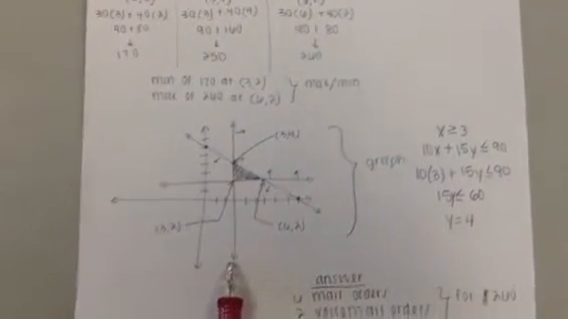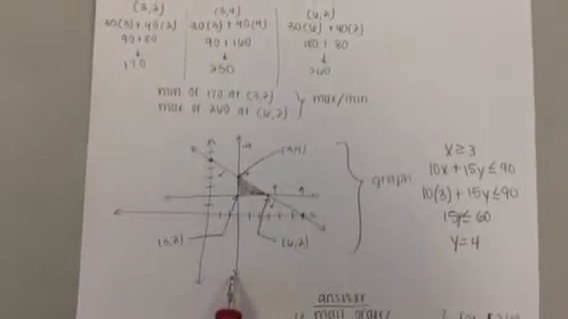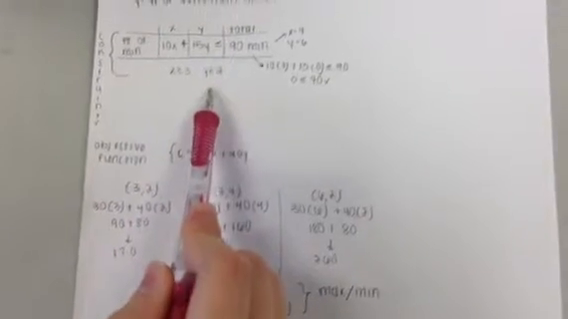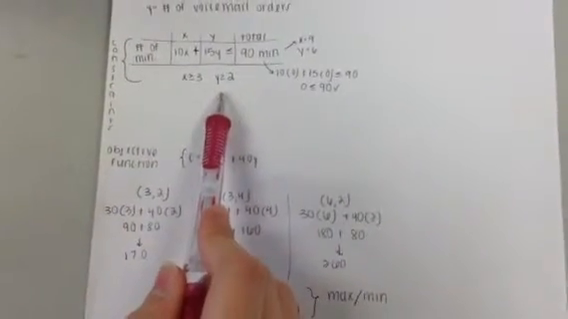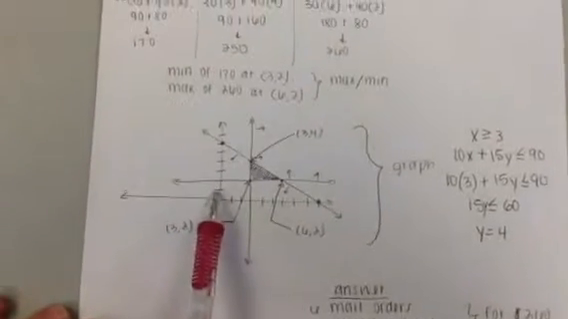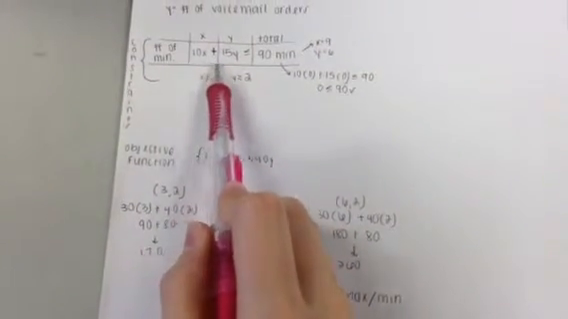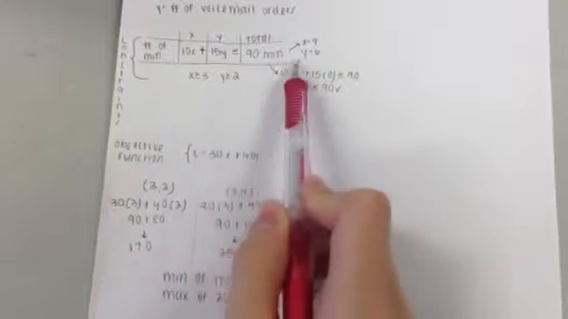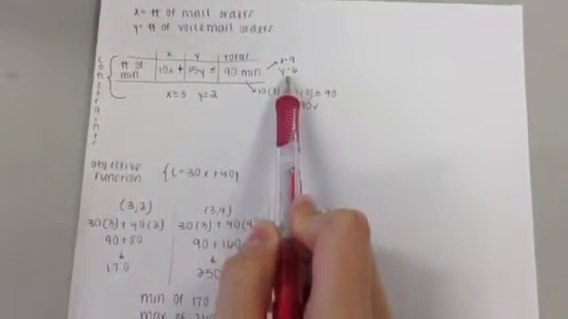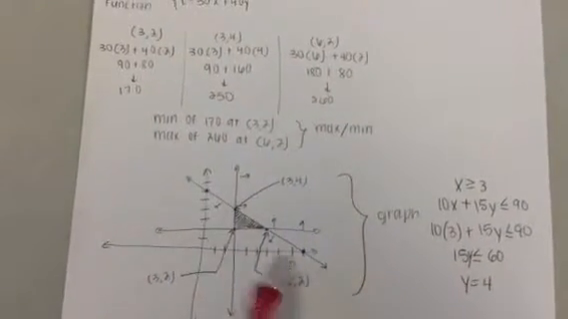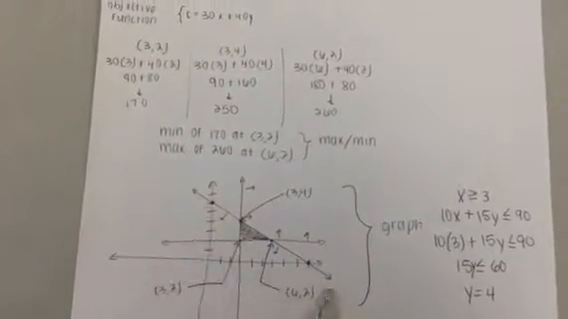Okay, so here's our graph. First, we graphed X is greater than or equal to 3, which would be a vertical line at 3 from this equation. Then we took the Y equation, Y is greater than or equal to 2, and plugged it in right here, which is a horizontal line at 2. And then we took this equation, 10x plus 15y is less than or equal to 90, and got the x and y intercepts, which are 9 and 6, and graphed it down here. So we have 6 here and 9 here, and we got a diagonal line.